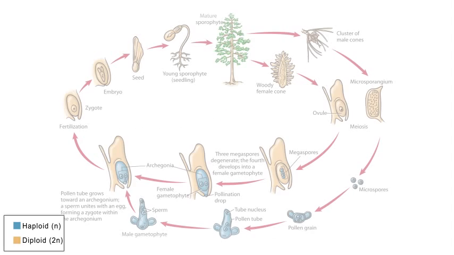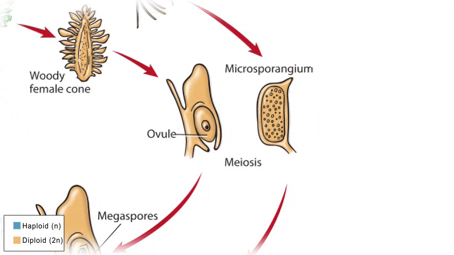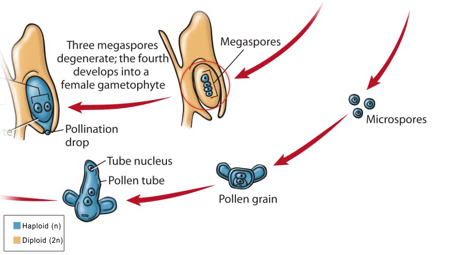The adult sporophyte, the pine tree, develops both male and female cones on separate branches. Female cones develop 2 ovules on the upper surface of each cone's scale. Each ovule contains haploid megaspores.